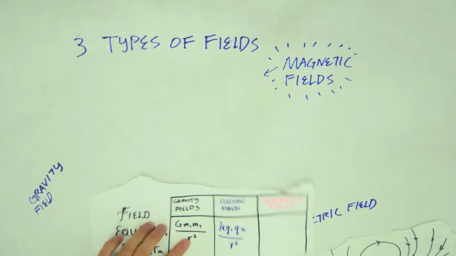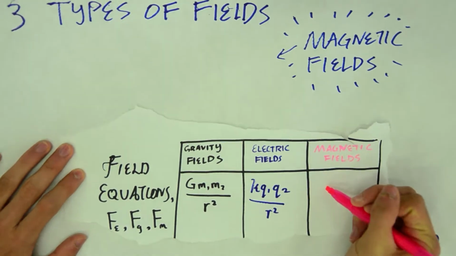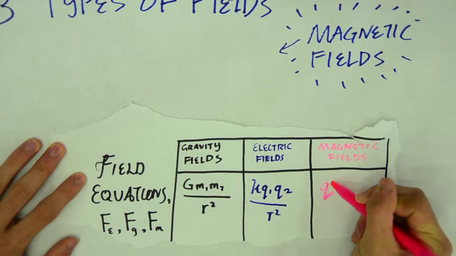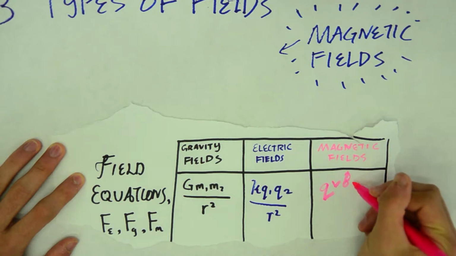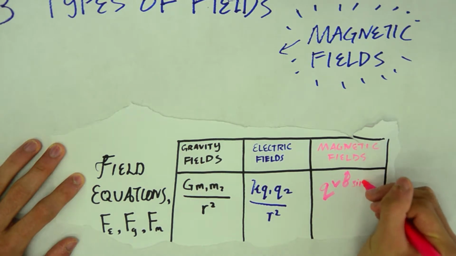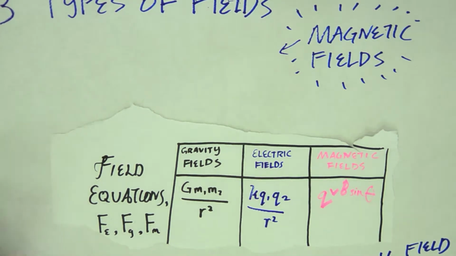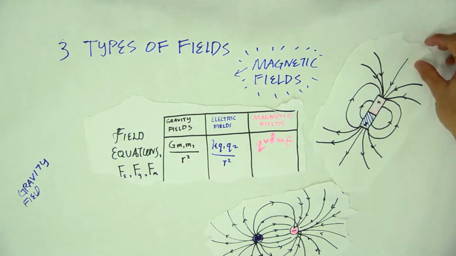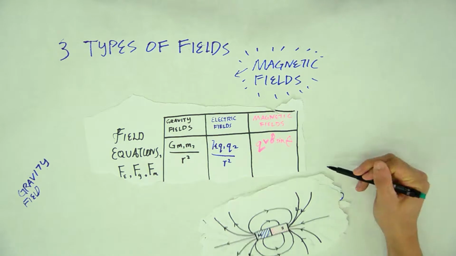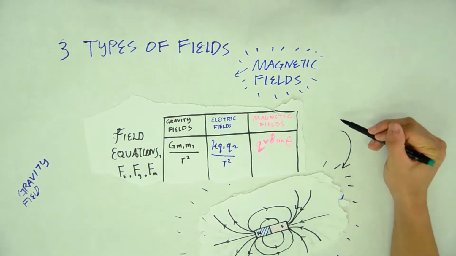Pulling up a table of field equations, as you can see, the equations for gravity and electric fields have been inserted prior to this. The magnetic force equation is equal to the charge Q multiplied by the velocity of the charge V, and again with B, which is the strength of the magnetic field, multiplied by sine theta. And this is the angle between the velocity and the strength of the magnetic field. In general, we could say that magnetic fields are basically electric fields with moving charged particles.